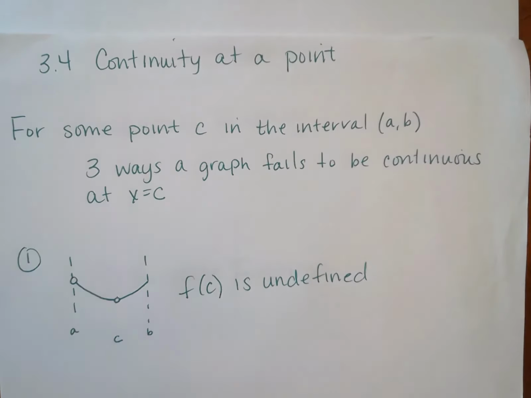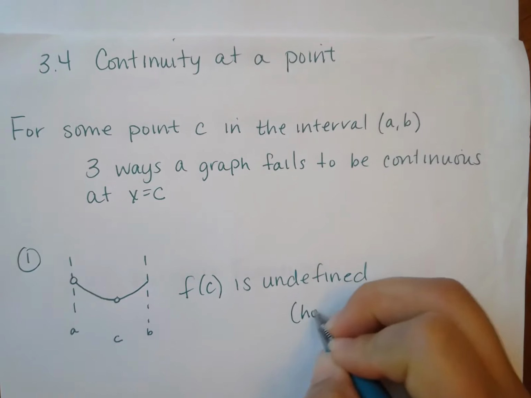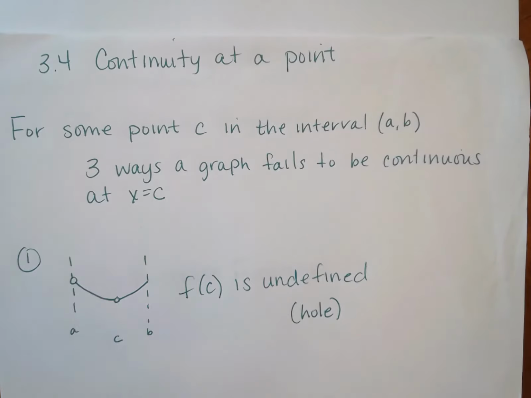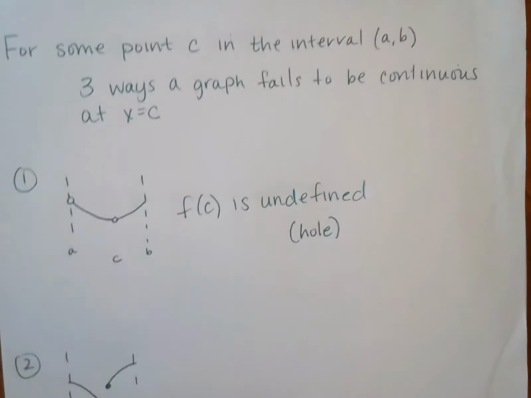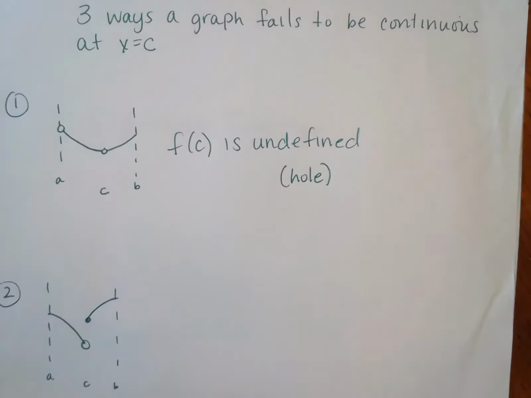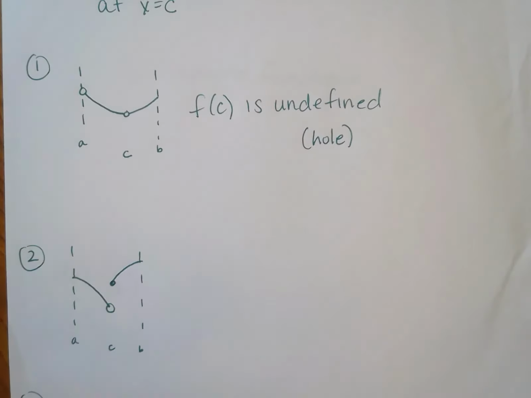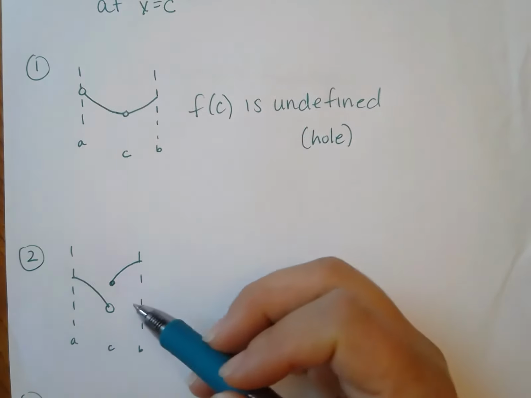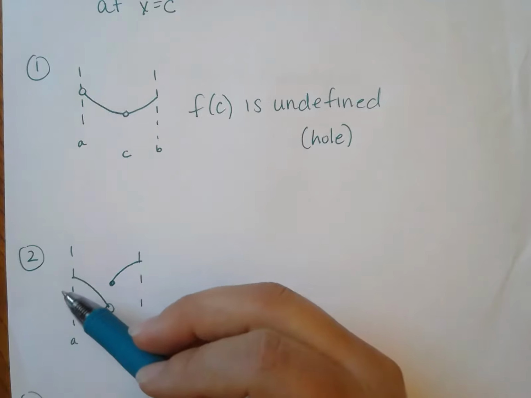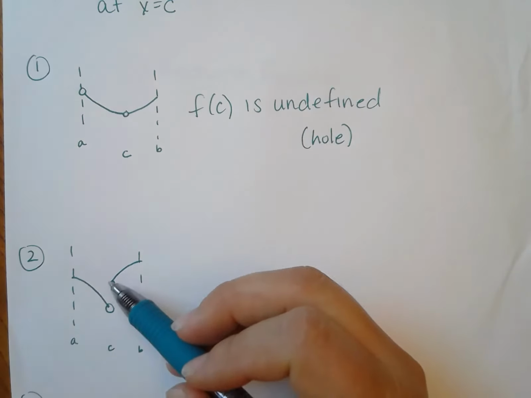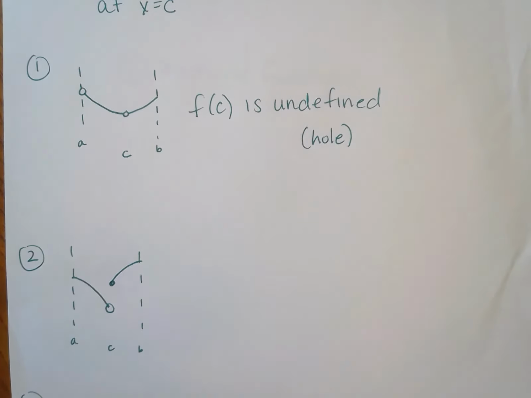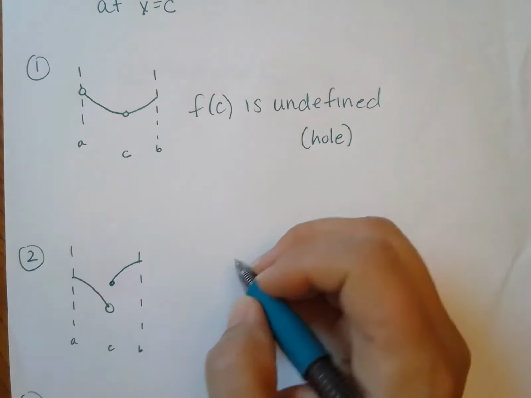That's one way that we can fail to be continuous, is that there's a place where my graph isn't defined. I have what we call a hole. I have a hole in my graph, okay? So the next picture we're going to look at here is this one. I clearly have a break, right? Here at C, my graph is coming down and then whoop, it jumps up. This is what we call a jump.